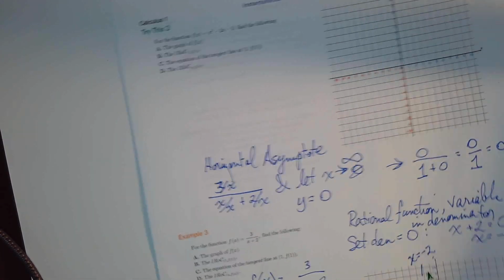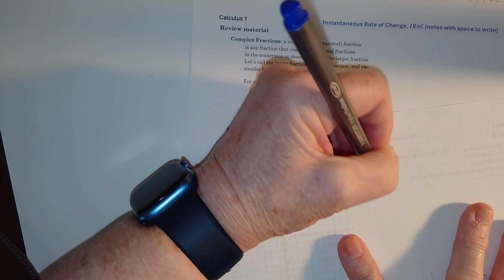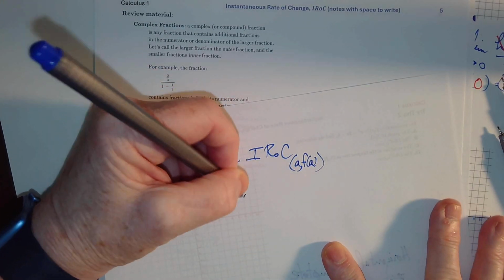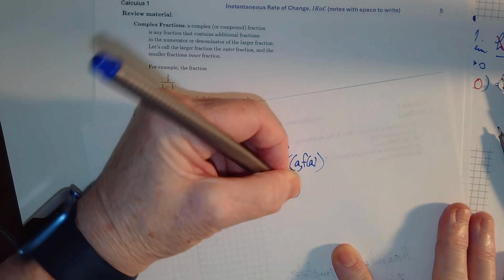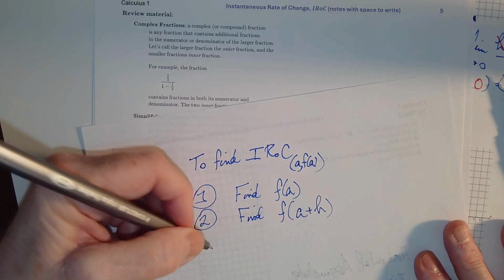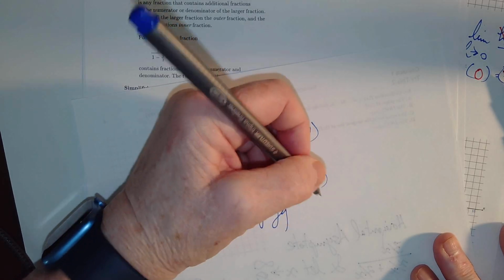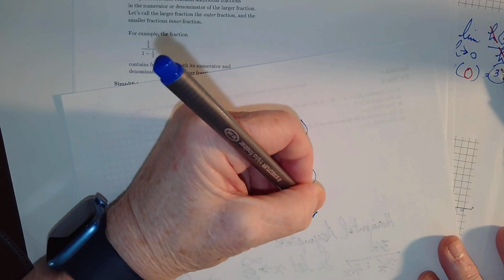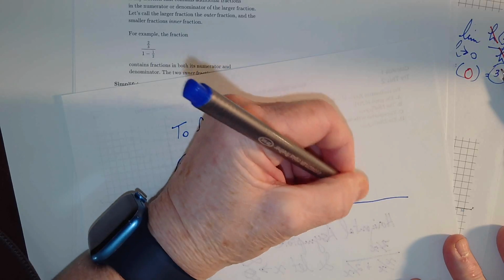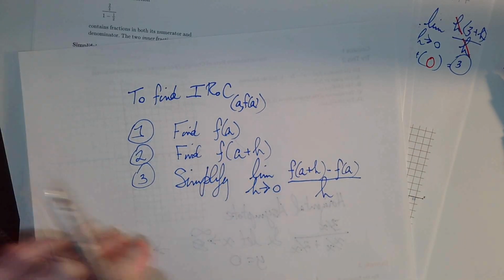So let's see, to find the instantaneous rate of change at a, f of a: 1, find f of a; 2, find f of a plus h; 3, simplify f of a plus h minus f of a all divided by h. Well, let's see. Okay, so we're going to use those steps every time.